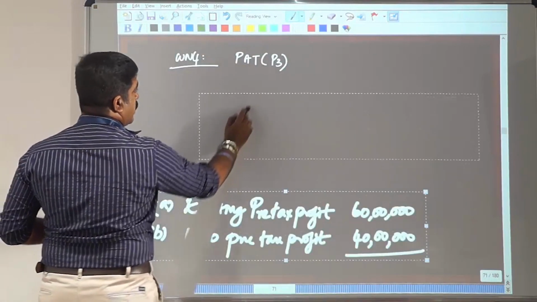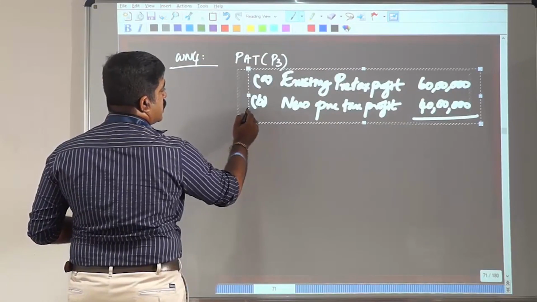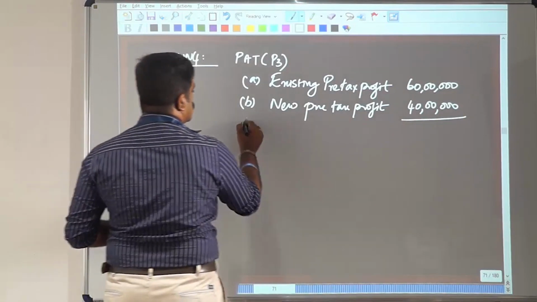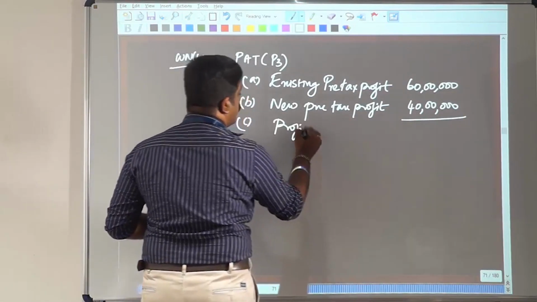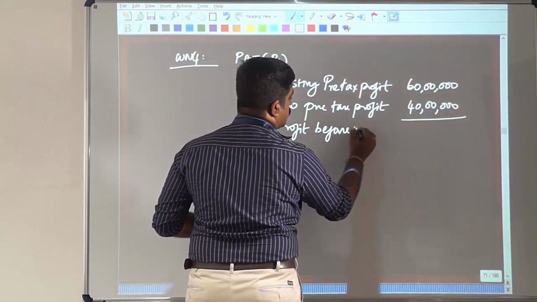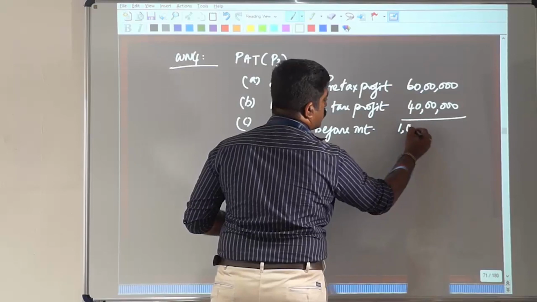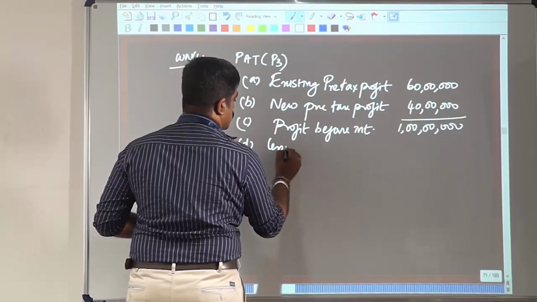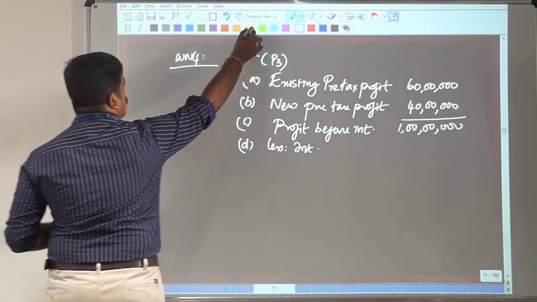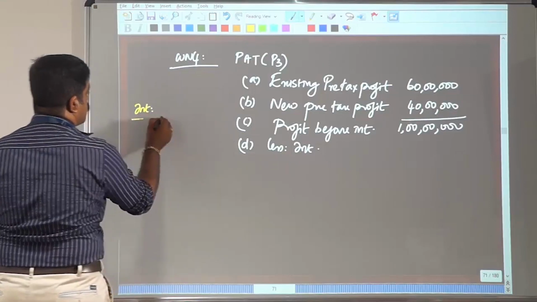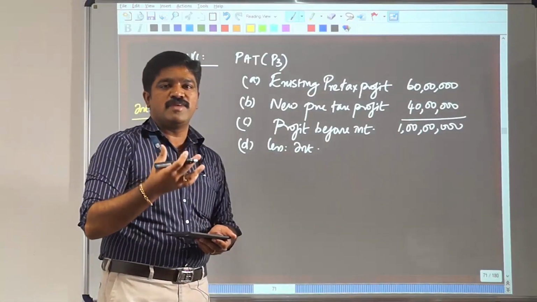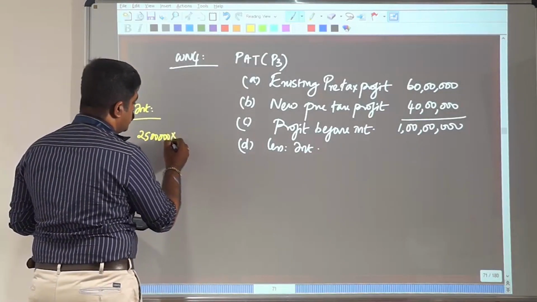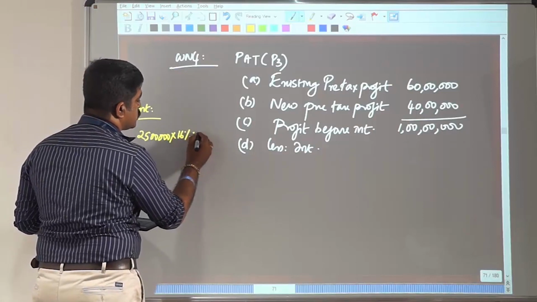I think I've calculated it somewhere. Yeah. So this is my existing pre-tax profit 60 lakh, new pre-tax profit of 40 lakhs. So my profit before interest, how much is it? It is 1 crore. Now from this I have to pay interest, less interest, and I'll have a small calculation for interest. What was the cost of the project? It was 50 lakh, but only 25 lakh is coming from debt. So interest is nothing but 25 lakh into 16%.